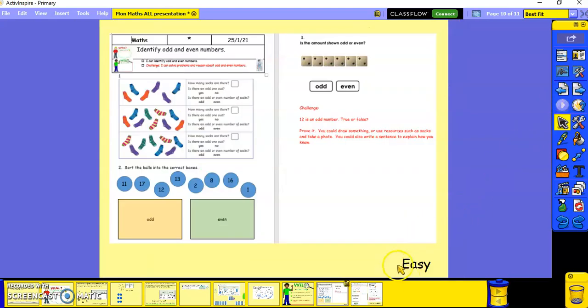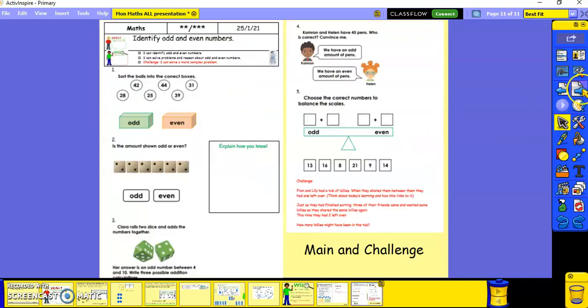So if you are normally doing the easier level of maths with the 1 star at the top, this is what your sheet will look like today. And you've got a whole range of different activities, including your own challenge at the end. And if you are doing the main and challenge activities with the 2 and the 3 star at the top, you've got a whole range of problems to do today, including quite a tricky challenge at the end, and you need to read it really, really carefully to be able to work it out.